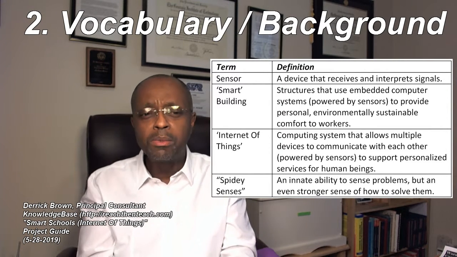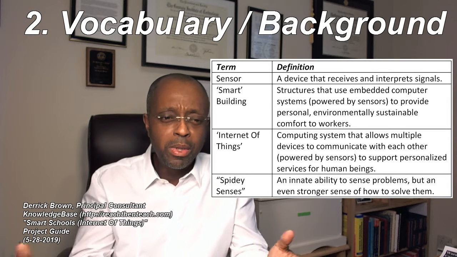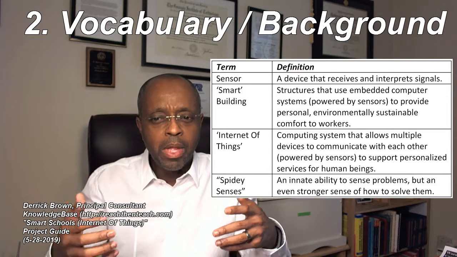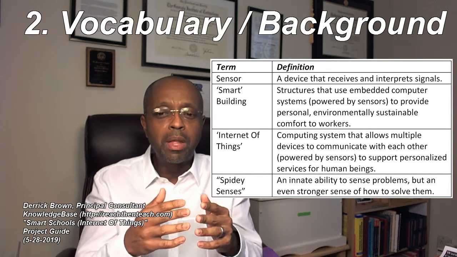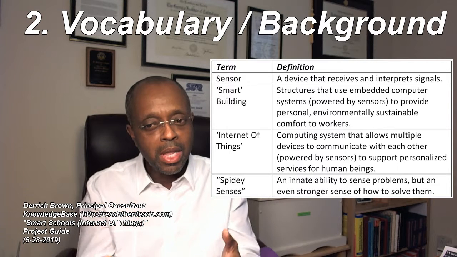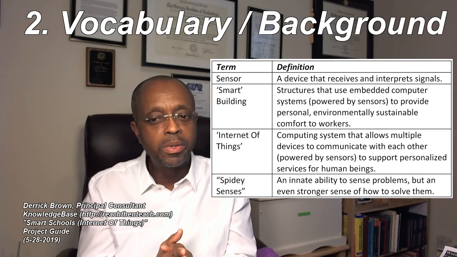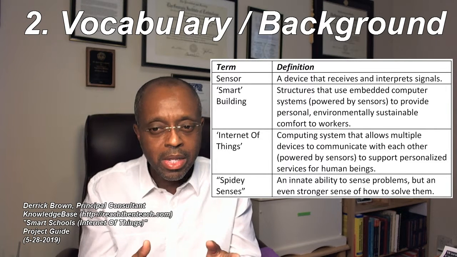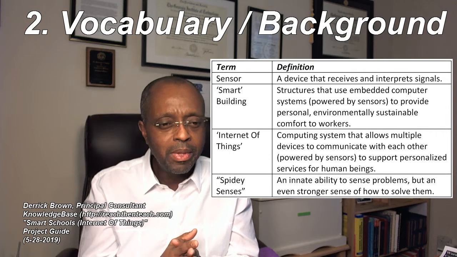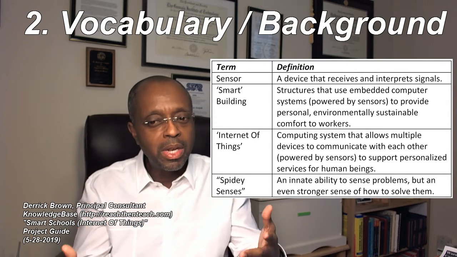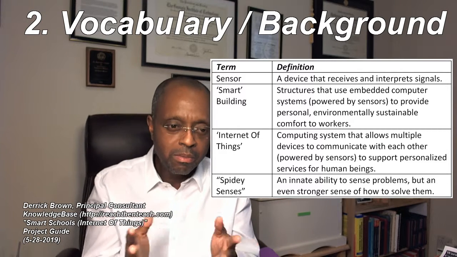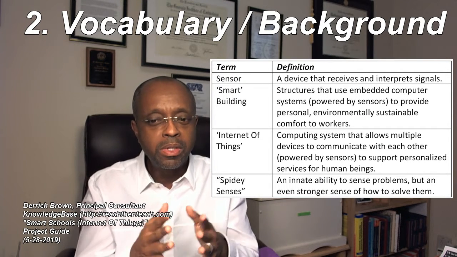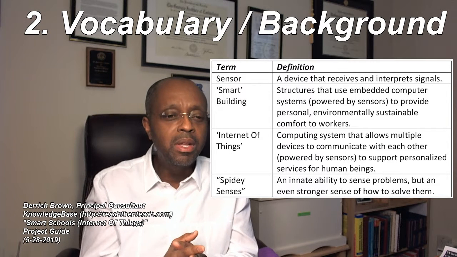Next term is smart building. A smart building is a structure that uses embedded computer systems powered by sensors to provide personal, environmentally sustainable comfort to workers. Next up is the Internet of Things. That is a computing system that allows multiple devices to communicate with each other, again powered by sensors, to support personalized services for human beings.